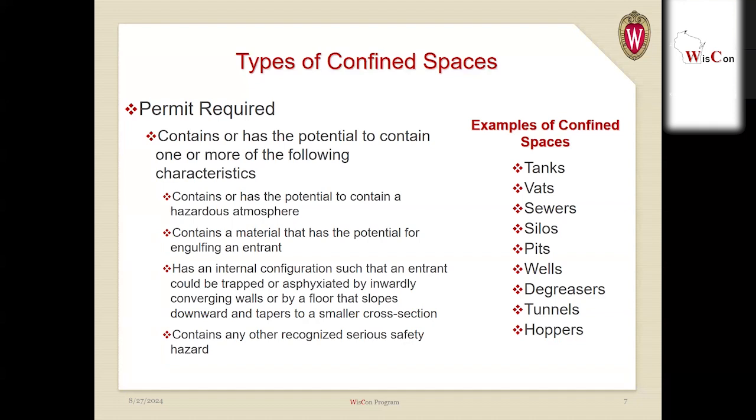But we're going to dive a little bit more into that in just the next few slides. Examples of confined spaces that we often see are going to be things like tanks, vats, sewers, silos, pits, wells, degreasers, tunnels, and hoppers.